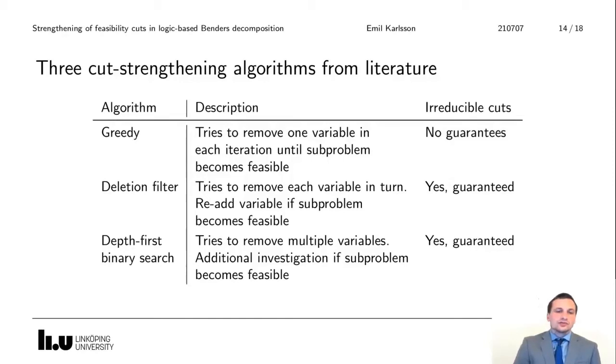The third approach is called the depth-first binary search, and instead of trying to remove a single index or a single variable of the feasibility cut per iteration, we choose to try to remove multiple of them, or a subset of them. But with this idea, we need to perform additional investigation if the subproblem becomes feasible to ensure that the cut that is obtained is actually irreducible.